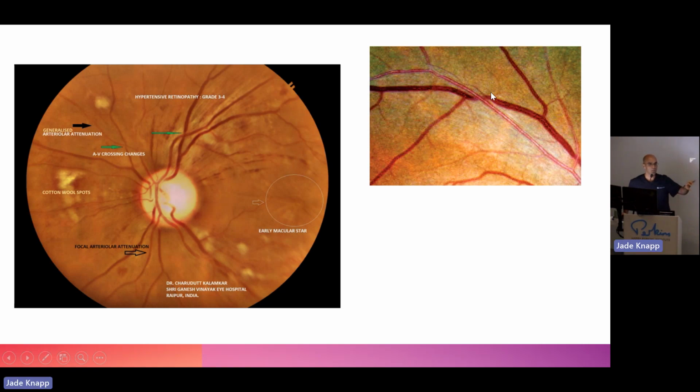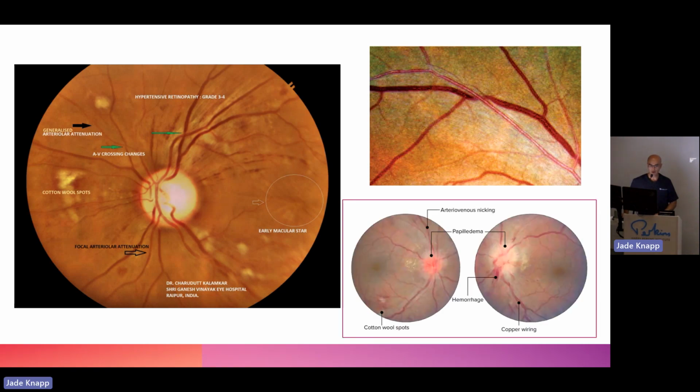So systemic hypertension leads to arteriovenous nicking, which is what this is. And arteriovenous nicking is a risk factor for retinal vein occlusions. Retinal vein occlusions are also quite common, right? So that's a key sign in hypertensive retinopathy.